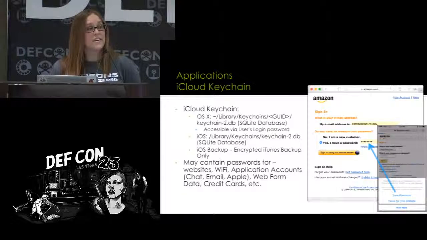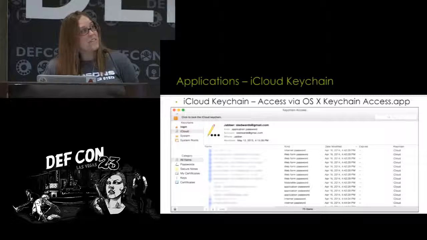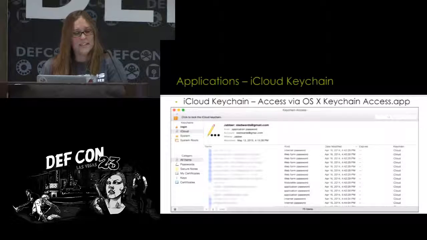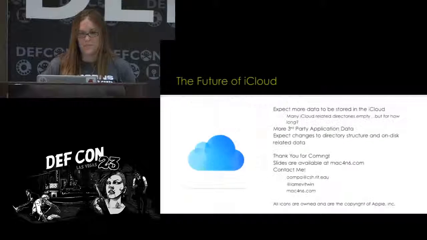It works just like the keychain on OS X. It's just synced to all of your devices. Just a screenshot of the Keychain Access program. If you do have the user's password, you can go ahead and click this lock up at the top, input that password, and you've now unlocked that keychain. And you can go ahead and browse the data at your leisure.